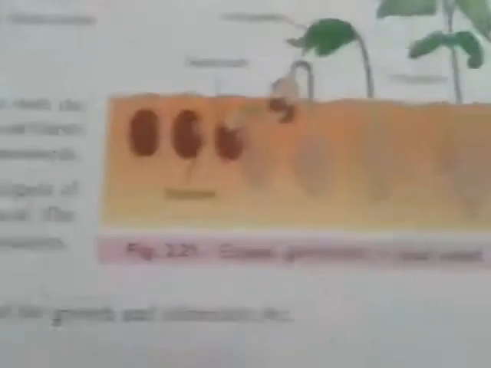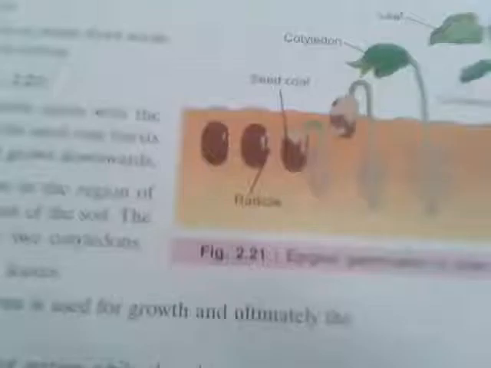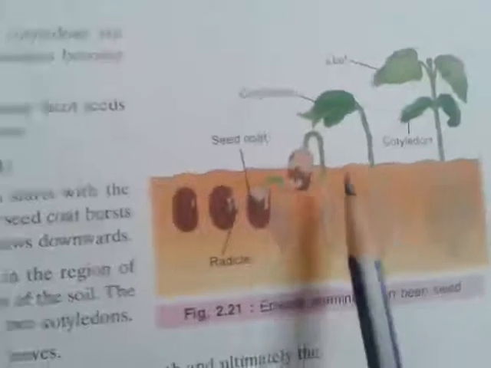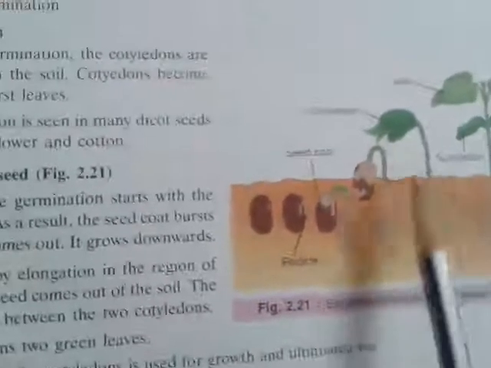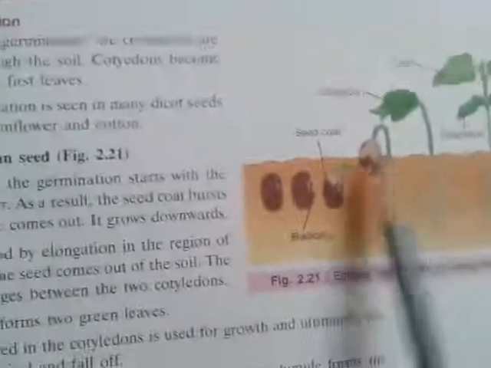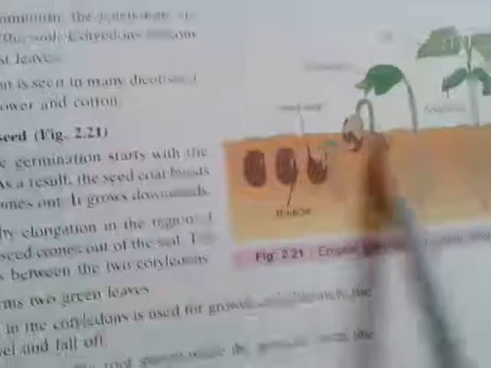This is an example of epigeal germination. This is the part of the radicle, and whenever there is upward movement, or you can say the cotyledons are pushed above through the soil. These are the cotyledons, and they are pushed above through the soil. So this is epigeal germination.